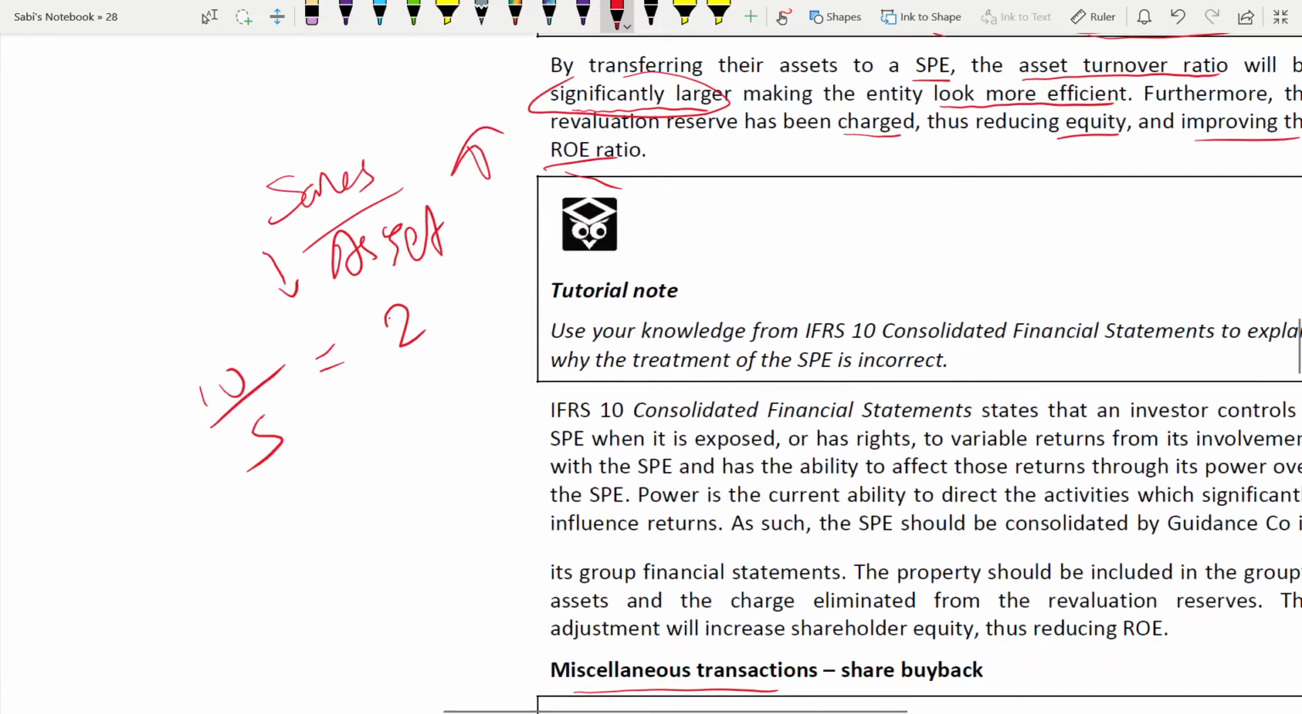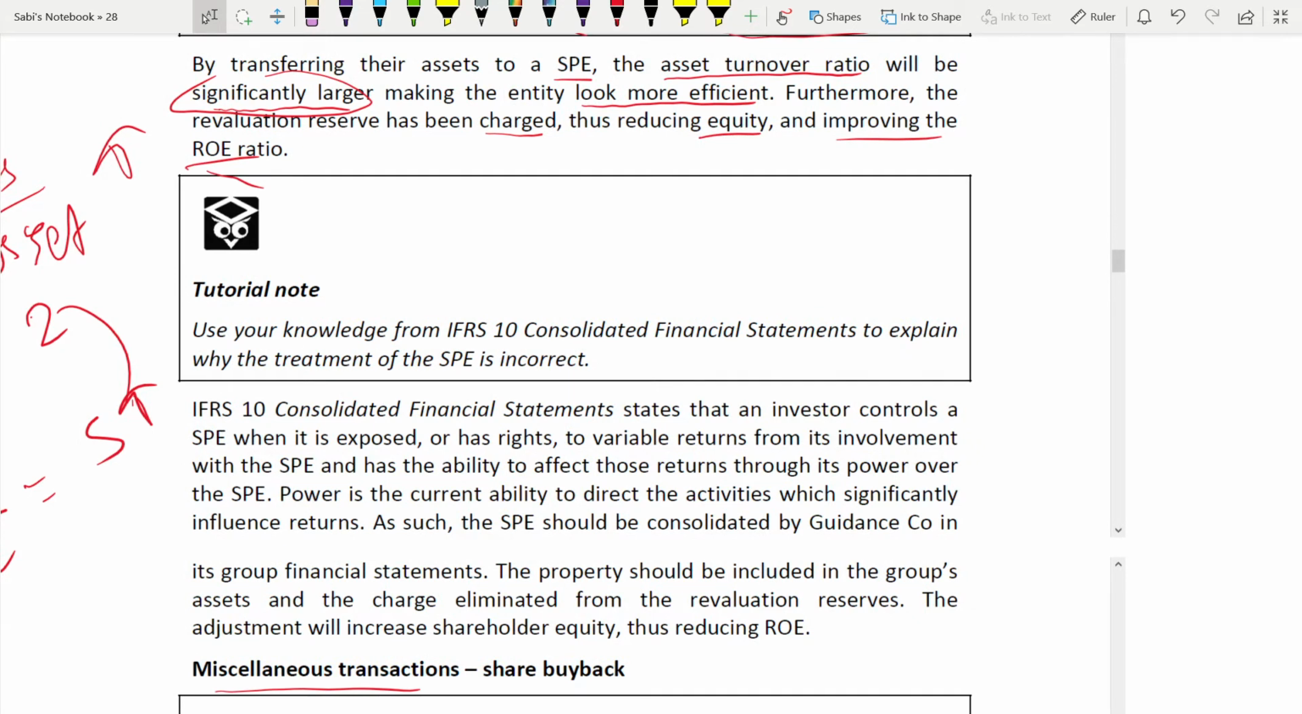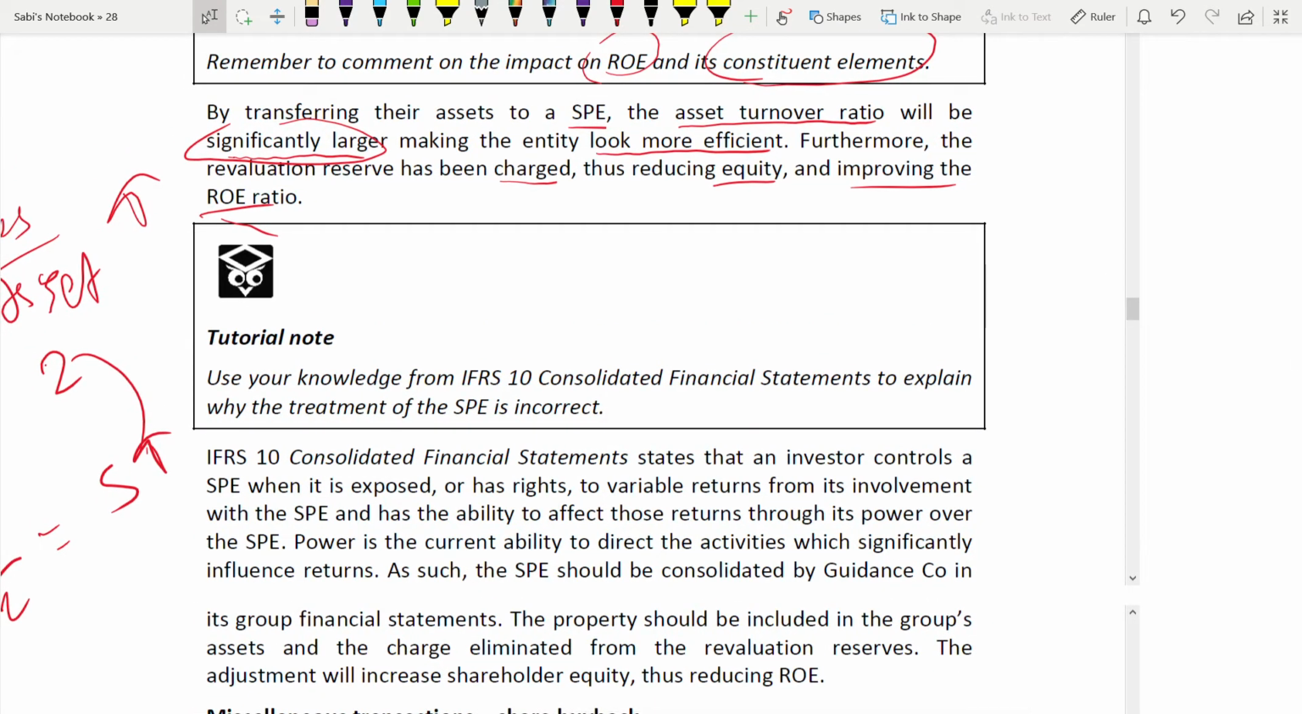Your asset turnover ratio. But when the asset goes from 5 to, let's say, 2, so 10 divided by 2 equals 5. You see, this increased because this reduced. The asset reduced. So when the asset reduces, your asset turnover ratio will increase. That makes your entity look more efficient than it actually is.